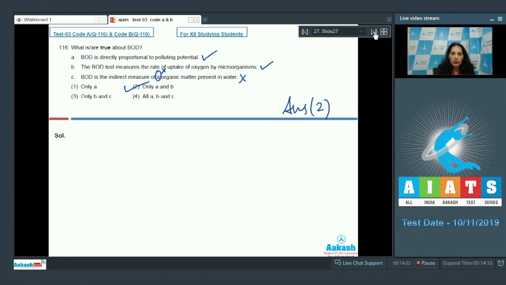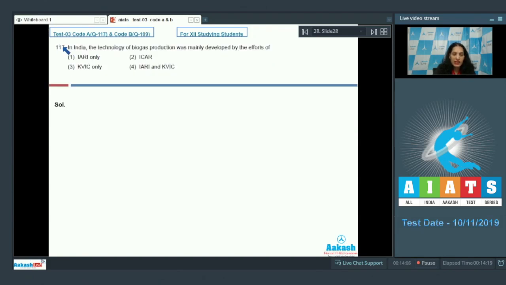Let's move to the next question. Question number 117. In India, the technology of biogas production was mainly developed by the efforts of. So biogas production was mainly developed by the efforts of IARI and KVIC in India. So the correct option for the given question is option number 4.